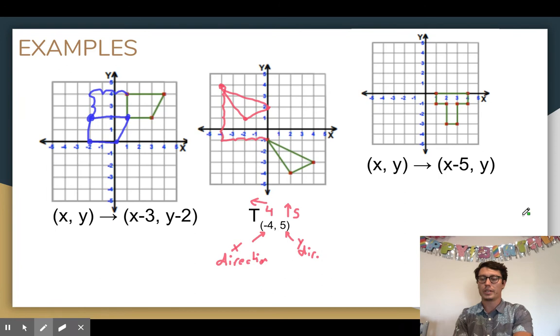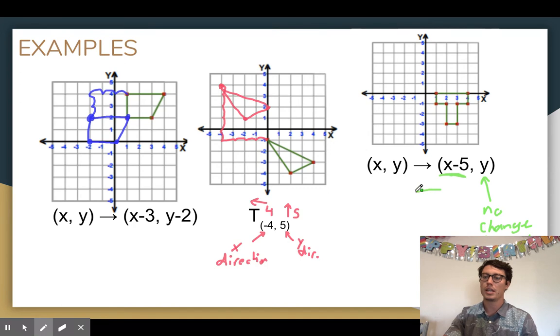Last one. (x, y) changes to (x - 5, y). Notice there's no adding or subtracting to y. That means there's no change in y. This means no change in the y direction, right? That means we're just focusing on the x direction. If it's -5, we're going to go to the left 5.